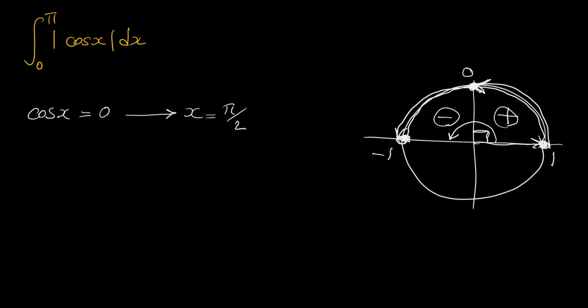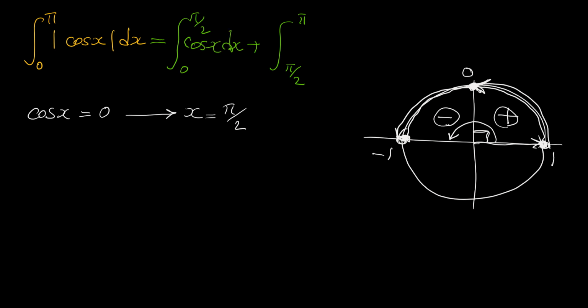Let's get back to our question. By setting cosine equal to 0, we got x equals pi over 2. And because pi over 2 is between 0 and pi, we divide this integral into 0 to pi over 2 and pi over 2 to pi. From 0 to pi over 2, which is the first quadrant, cosine, sine, and all trigonometric functions are positive. So absolute of cosine of x is cosine of x dx.